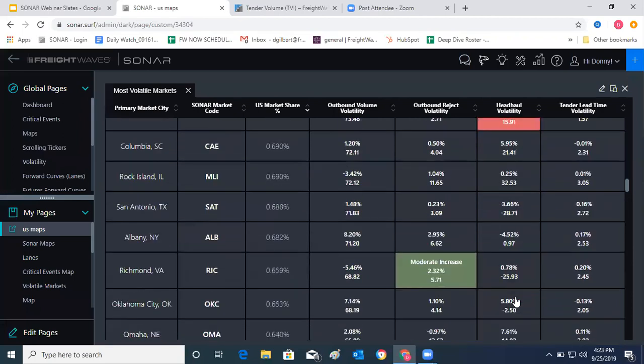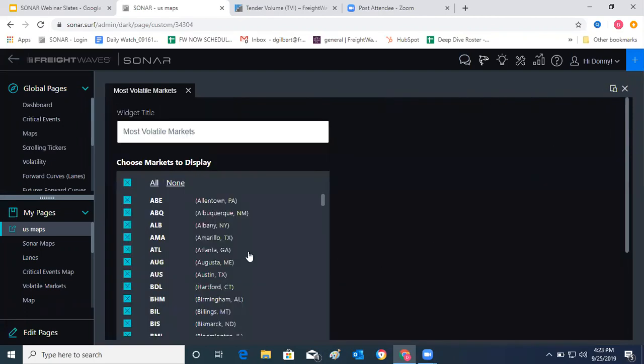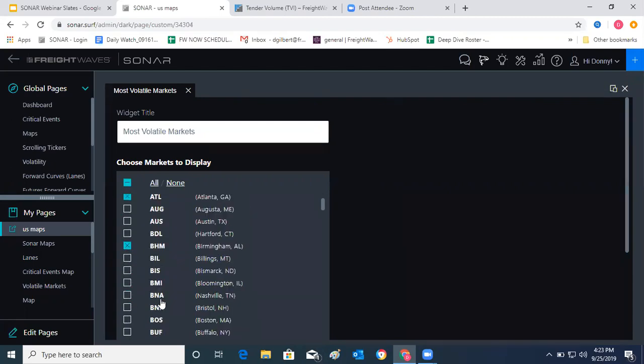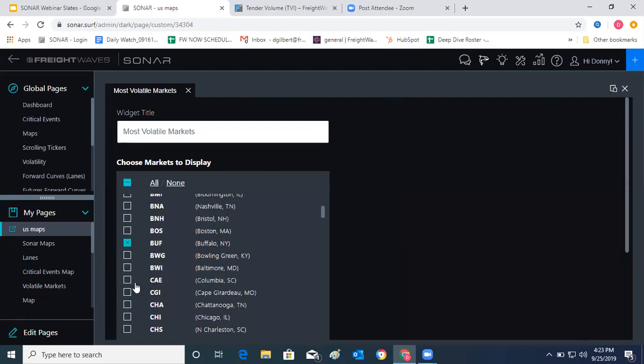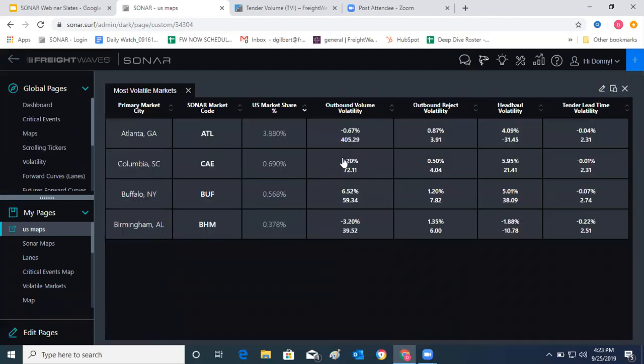And of course, we have all 135 markets. If you're a shipper, you might only be interested in 8, 10, 15 markets. As I said, you can go back in here and adjust it and take off. If you don't want the Allentown market, you don't want the Amarillo market, you can take off some of these markets, or you can take off all of them and go through and pick, if you want, Atlanta, Birmingham, Buffalo, New York, and Columbia, South Carolina. Go back down and save it. And of course, they'll just give you those listings.